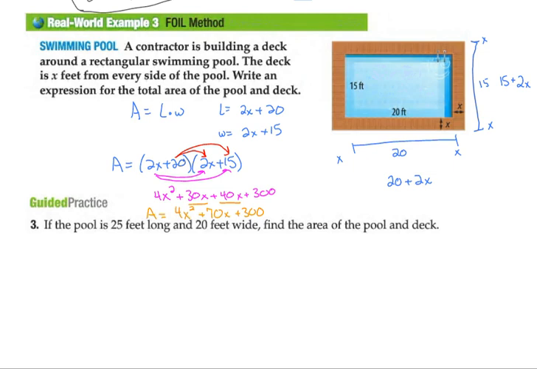Okay, how is this going to help us? Well, if the contractor comes and says, okay, we are going to make this walkway 6 feet, then we know that we could plug 6 feet in there and figure out the total area quickly. All right, so with that in mind, go ahead and try guided practice 3.